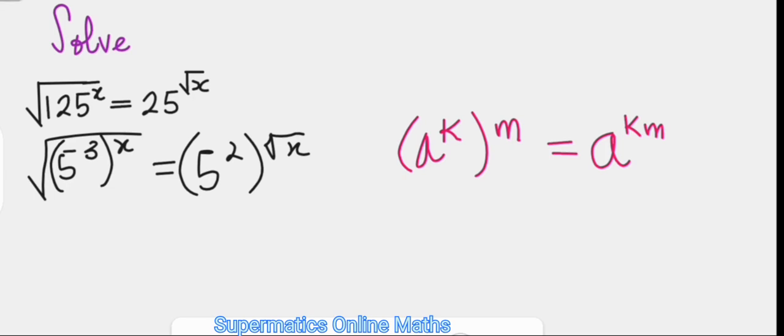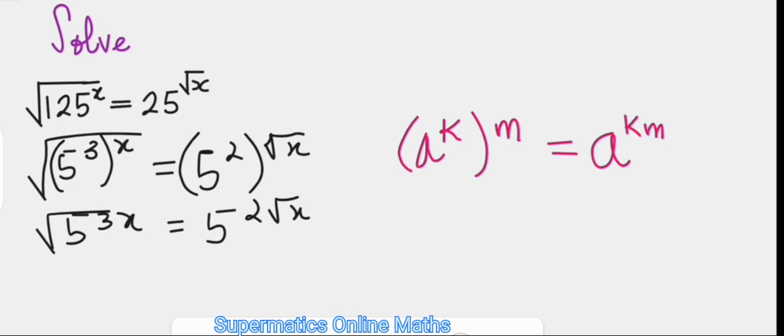Applying this on both sides of the equation, we have 5 to the power of the product of 3 and x, which is 3x on the left, and on the right it is 5 to the power of 2 times square root of x. Another law of exponent and power that we apply here is the law of fractional exponent. The law of fractional exponent has it that the square root of a is a to the fractional power of half.